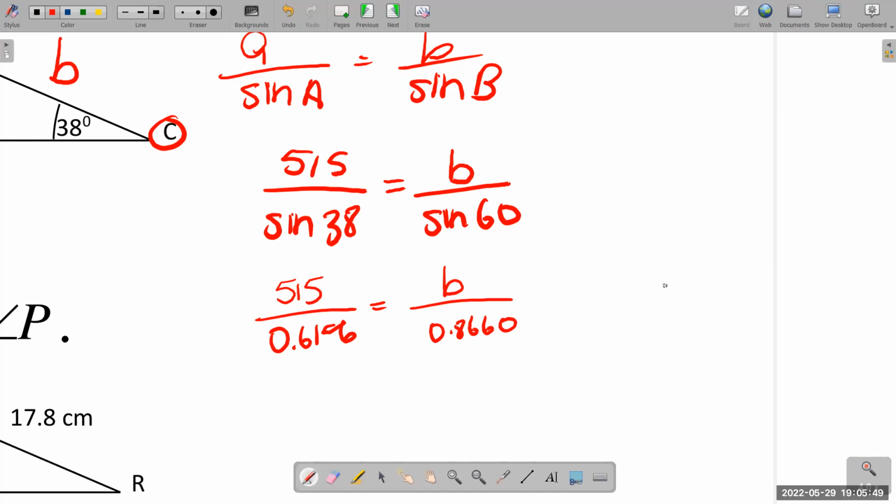What's going on, guys? Hold on there. Let me go look for my calculator. I think I got it on my phone. Sine 38. Hold on. I got 0.61566. So that's it. Next, find sine 60.